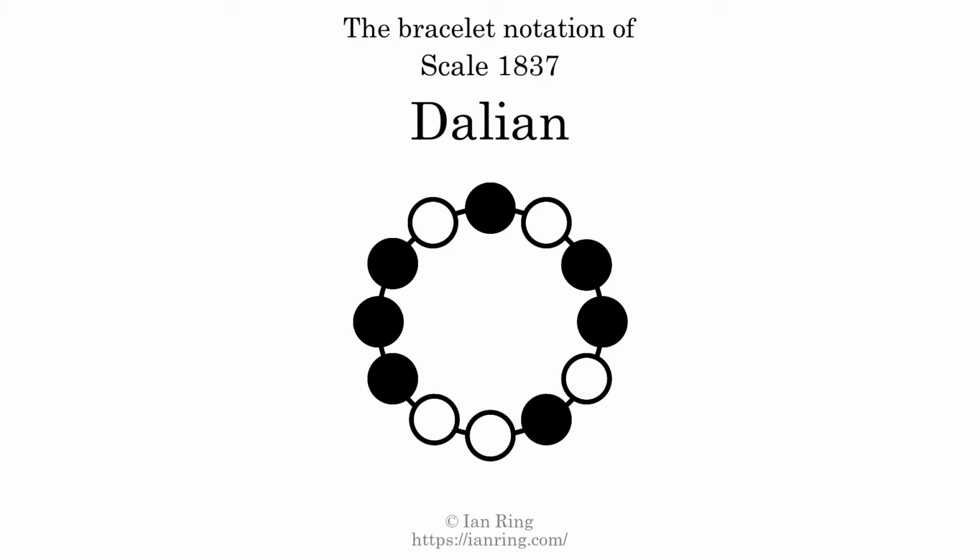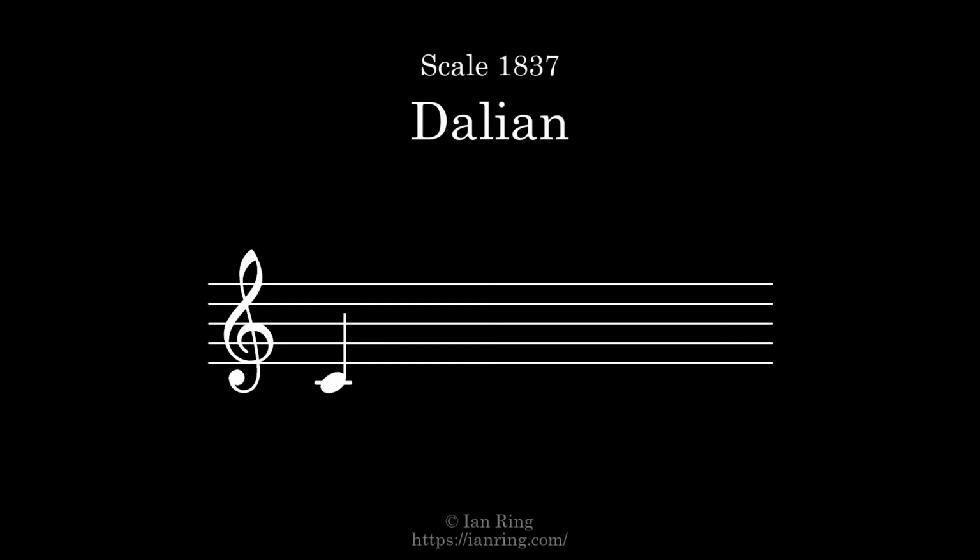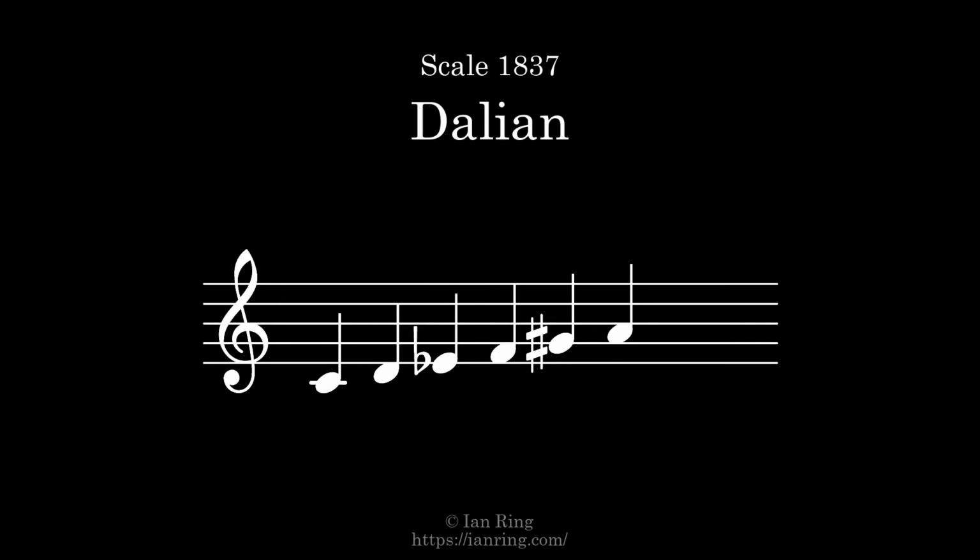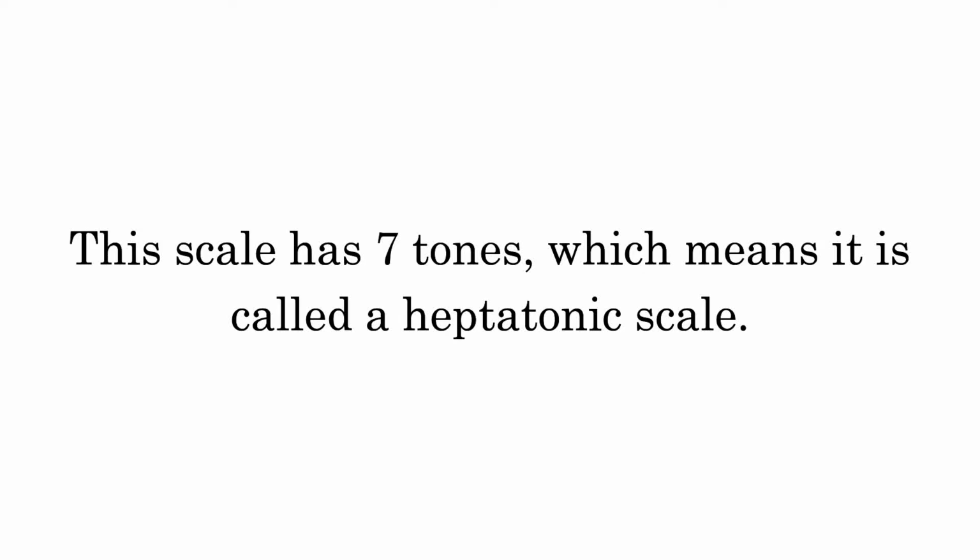1837, Dalian, which sounds like this. This scale has 7 tones, which means it is called a heptatonic scale.